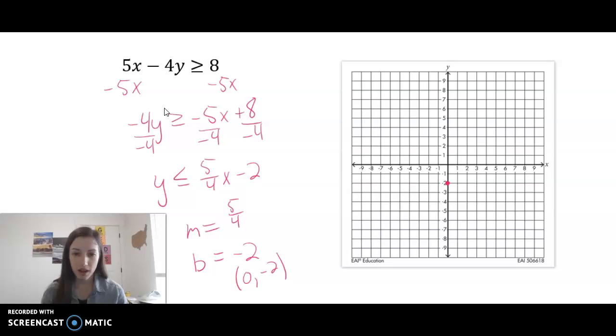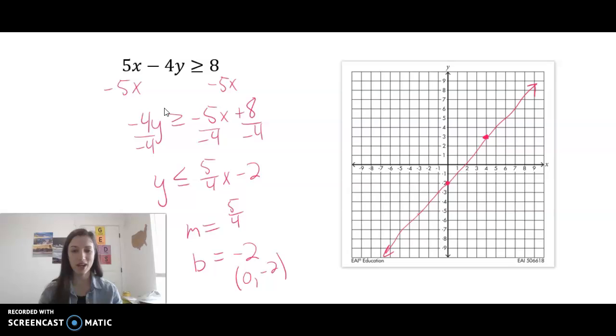My second point I'm going to find by using my slope. So 5/4 means that I'm going to go up 5, 1, 2, 3, 4, 5, and then over 4, 1, 2, 3, 4. So my second point will be right here. Remember when graphing inequalities that if I've got a less than or equal to or a greater than or equal to sign, then it's going to be a solid line. My line's probably not going to be very straight, but we'll have a solid line right here.